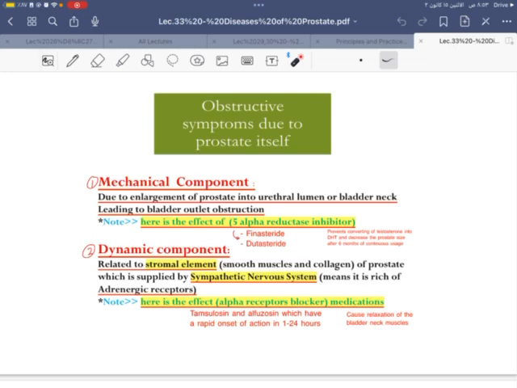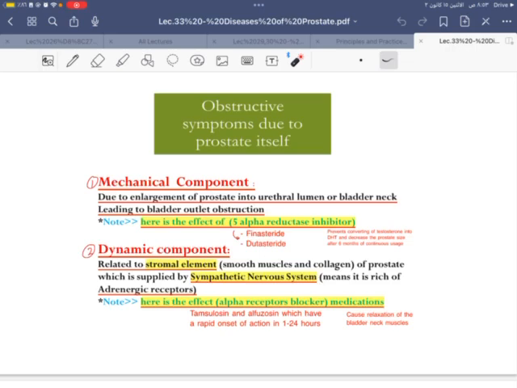Due to the prostate, this is the most common. All BPH patients have obstructive LUTS. The mechanical component is due to enlargement of the prostate into the urethral lumen or bladder neck, leading to bladder outlet obstruction. As we saw before in the picture, the enlarged prostate exerts external compression over the urethra and closes it.